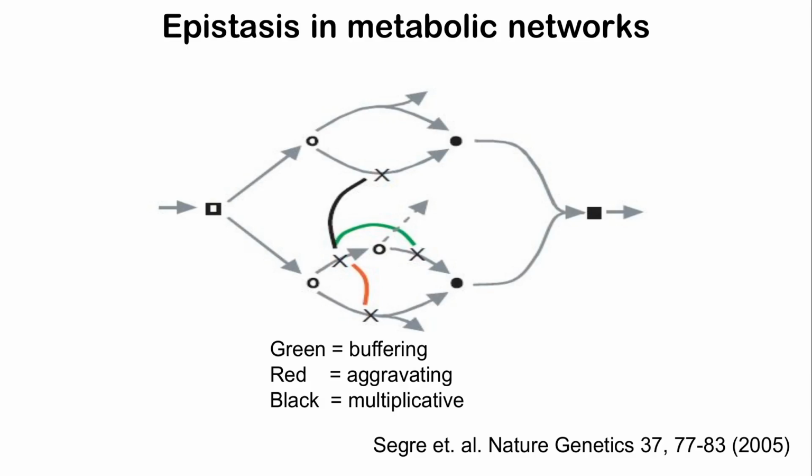Meanwhile, if we were to delete both this and this reaction, now we might have an actual loss in fitness, because if this upper pathway is less efficient than the lower one, knocking out this bottommost reaction in addition to this one would be enough to knock out the entire lower pathway. And so a single mutation might not be sufficient to see it, but a double mutation would have a pretty dramatic effect. And that is an example of what we call an aggravating epistatic interaction.